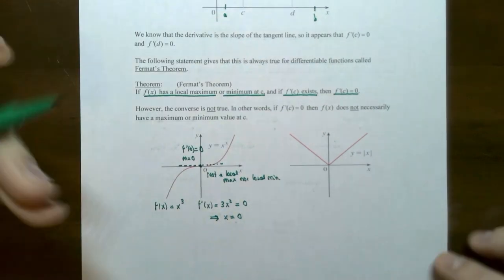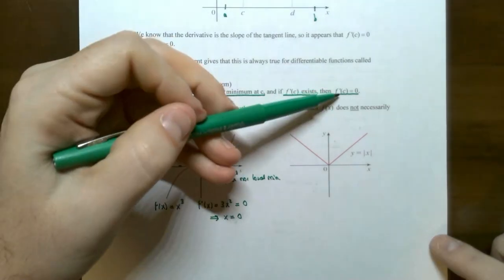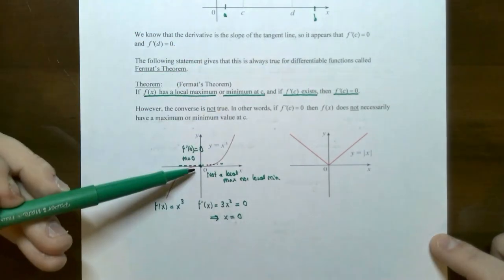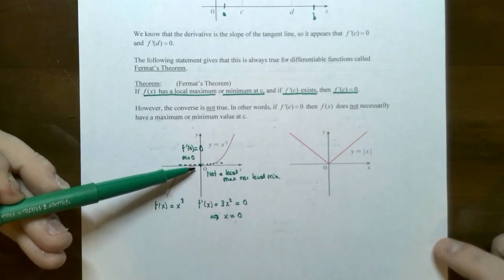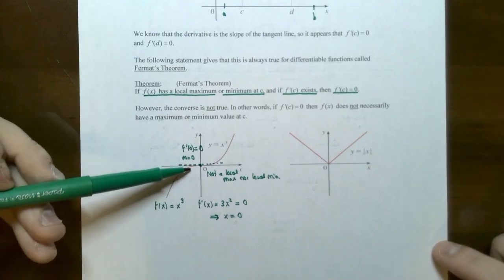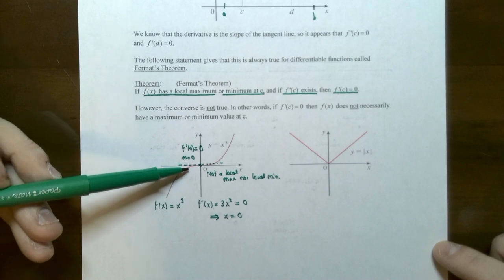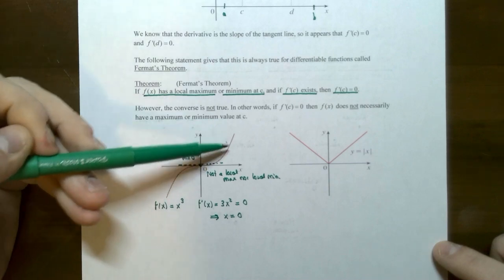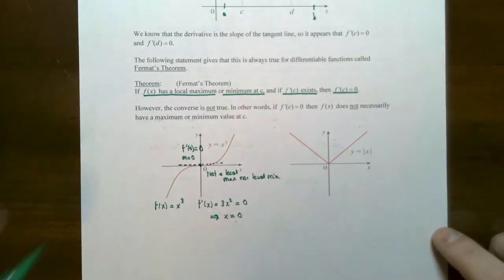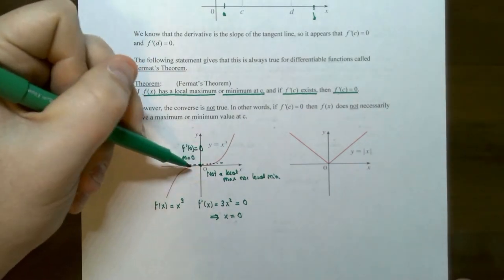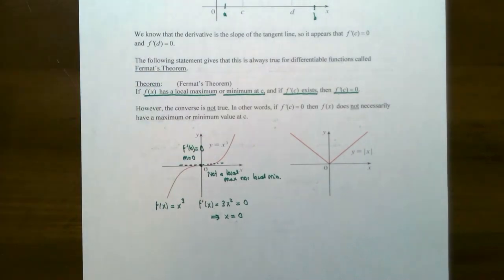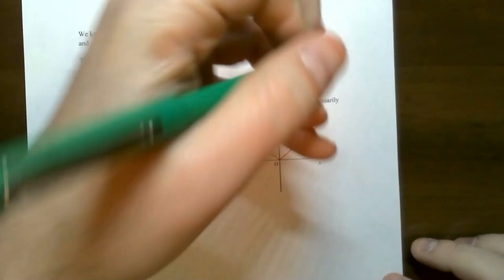So the converse is not true. Just because you have a horizontal tangent line does not mean it's a max or a min. It could be this situation where the graph is increasing and then it's increasing more slowly and then it's increasing again, but faster. No local max, no local min. It does not change from increasing to decreasing or vice versa. Let's look at the other example.